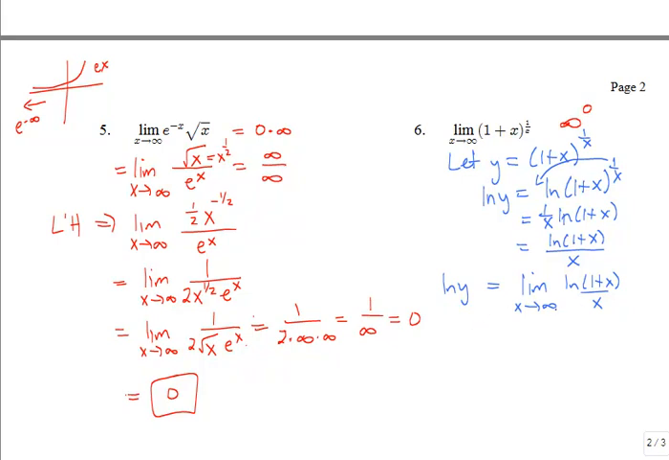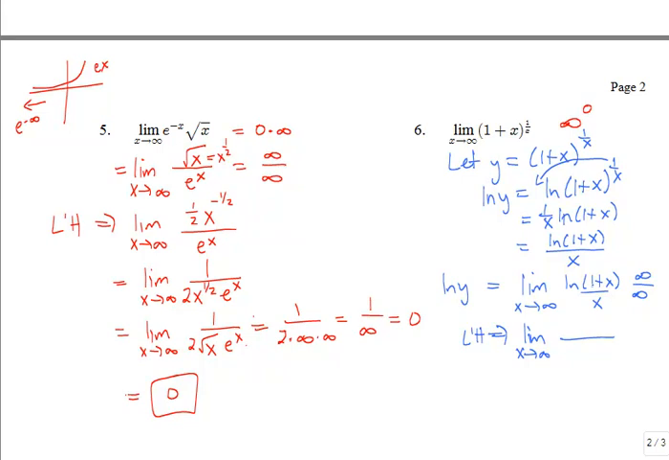Now if you plug in infinity into this, 1 plus infinity is infinity, and ln of infinity stays infinite. On the bottom, as x goes to infinity, this denominator will be infinite. So this is now a quotient, and it's infinity over infinity, so we're allowed to use L'Hopital's rule. So what L'Hopital's rule tells us is that this limit will be the limit of the derivative of the top over the derivative of the bottom.